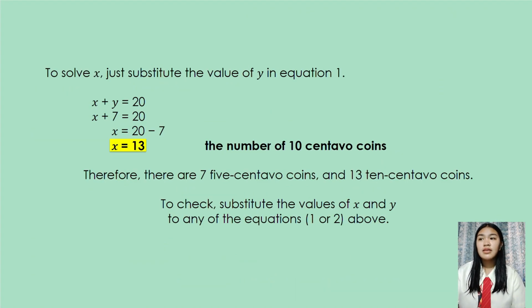Again, to solve x, just substitute the value of y in equation 1. So the value of y in equation 1 is 7. So x plus y is equals to 20. X plus 7 is equals to 20. So we will transfer this 7 on the right side, which will become negative. So x is equals to 20 minus 7, which will have a result of x is equals to 13, the number of 10 centavo coins. So therefore, there are 7 5 centavo coins and 13 10 centavo coins.